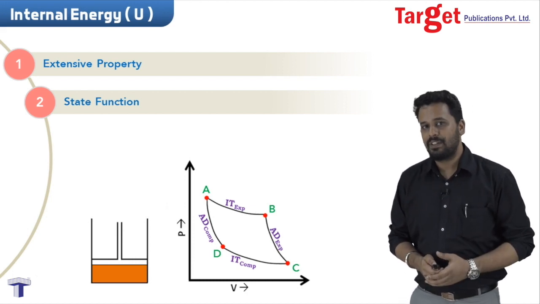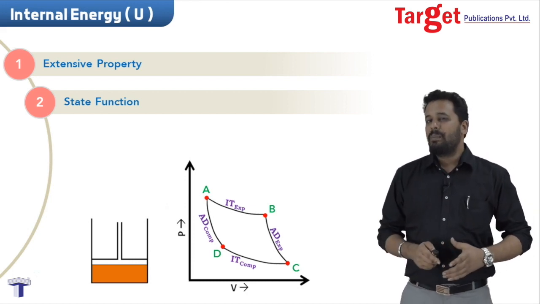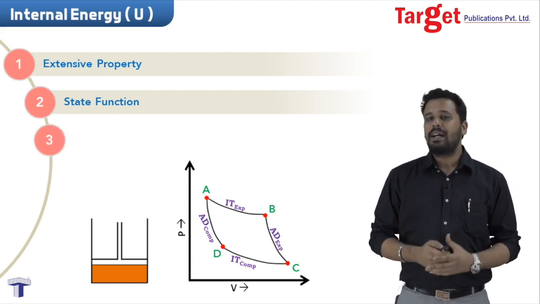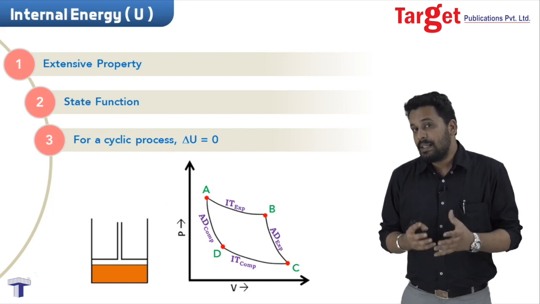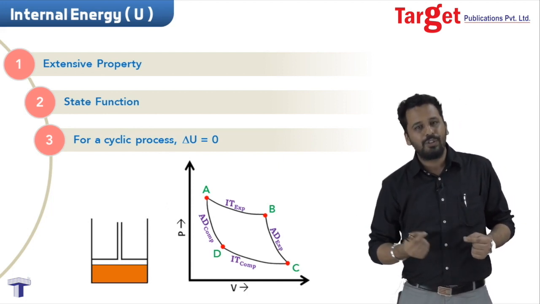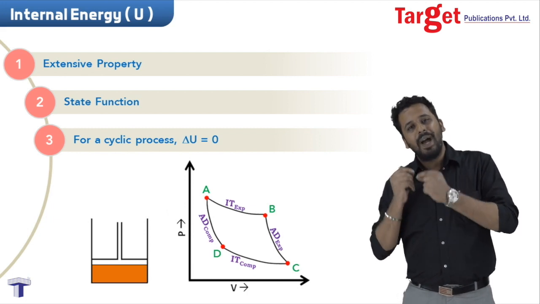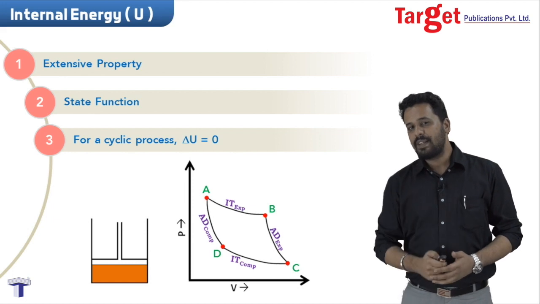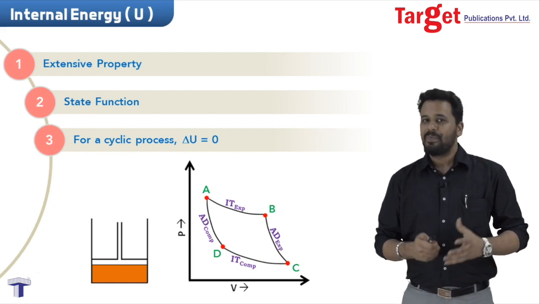a state function. I can also say this same concept as: for a cyclic process, delta U is zero. Internal energy does not change because after the gas has gone and done all sorts of things, it is back to the original internal energy. So for a cyclic process, delta U is equal to zero.